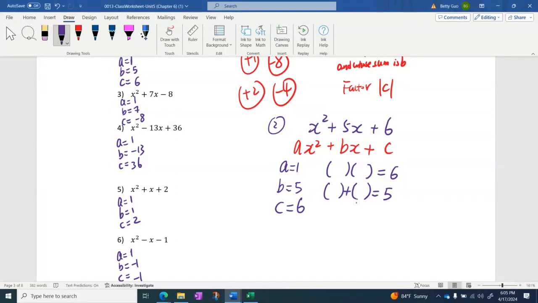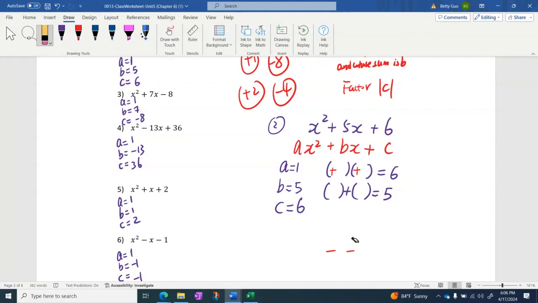Think about it: if the two integers we are looking for multiply to positive 6, does that mean the two integers have the same sign, either both positive or both negative, right? Since the two integers add up to positive 5, the two integers must be both positive, because the sum of two negative numbers is still negative.